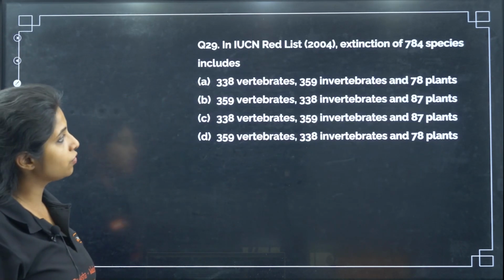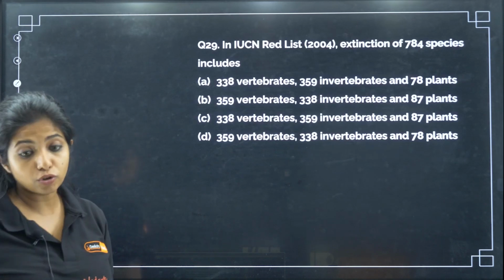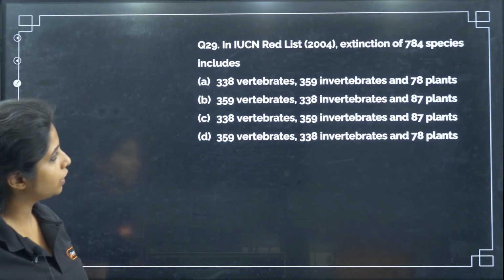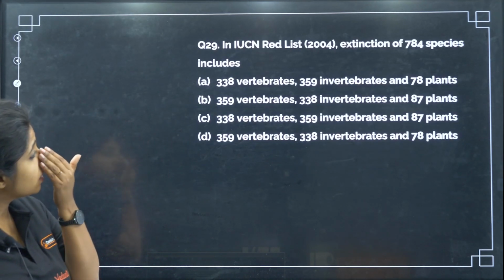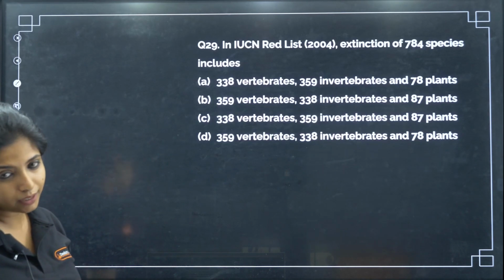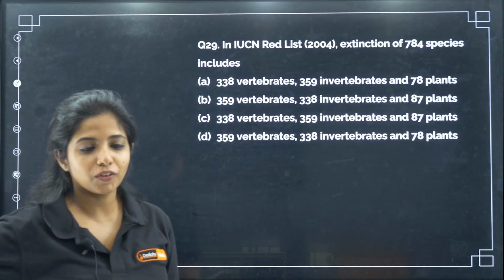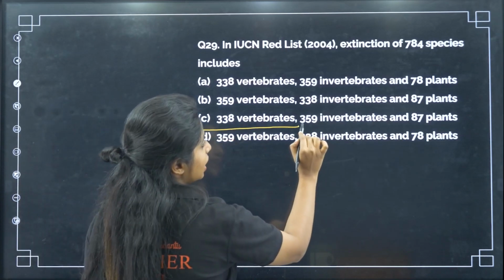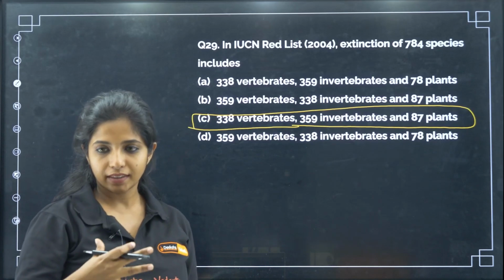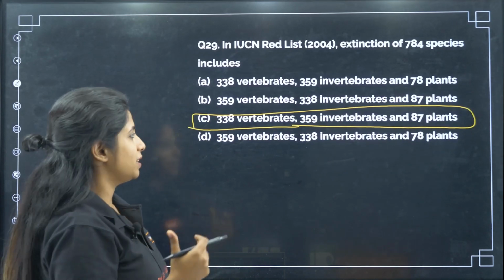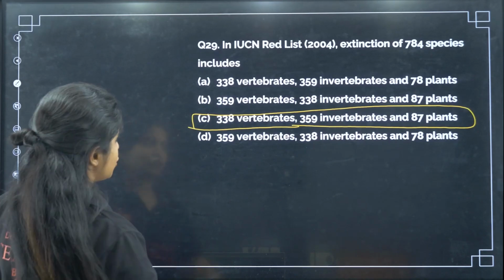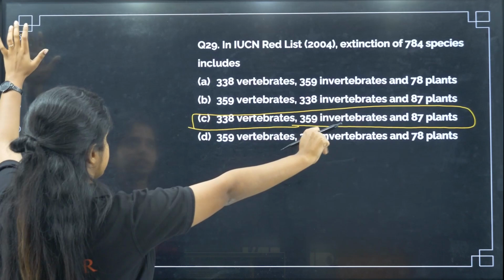Okay. Now in IUCN Red List, extinction of 784 species includes what all? 338 vertebrates and 359 invertebrates and 87 plants. You have to remember it. There is no other option other than rectification over here. So 338 vertebrates, 359 invertebrates and 87 plants, my dear children. Invertebrates are more. In the extinction, vertebrates are comparatively lesser and 87 plants are even lesser. It's not 78, it is 87. It's just there to confuse you guys.